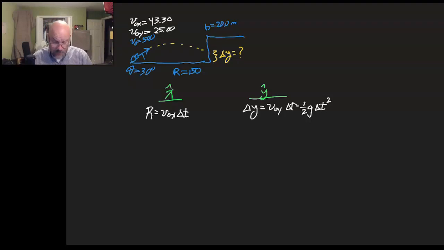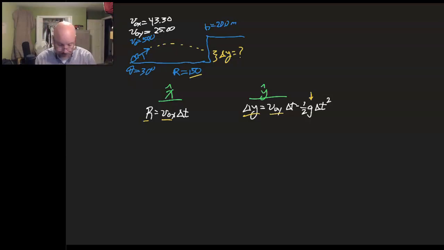Okay, so we want to know delta y, but we don't know the time. We do know our initial vertical position. We know the acceleration, of course. We don't know that time. Let's look over at r. What do we know over here? We know how far it's gone, 150 meters, and we know the launch speed, that component is 43.30. So we can use the horizontal information to get our clock to feed our vertical information. So we'll go the other way with it this time.